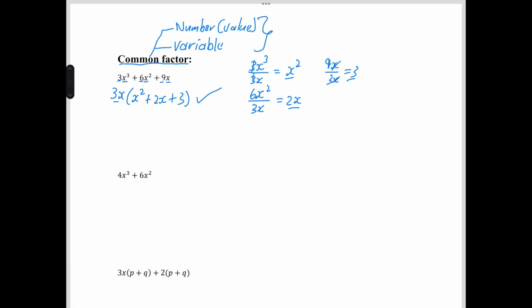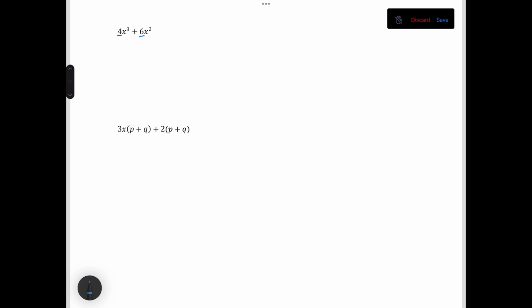Done. Remember, we're looking for two things. Common variable and common number. So first the number we're checking out here. 2 can go into both of them. It's the highest common value. And now we're going to look for a common variable with the highest exponent that is common. So that is 2 in this case. Open the bracket. Let's divide our terms by the common factor.